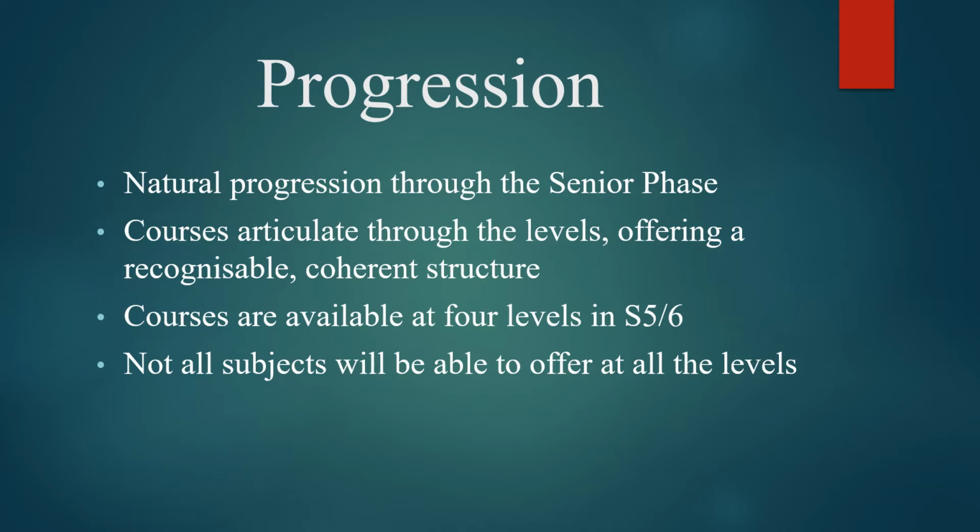If we look at the progression through the levels in the senior phase, there is what should be a natural progression, a sliding scale that takes you through the levels. When I say that the courses articulate through the levels, I mean that there should be a logical progression. It should be steps in a ladder, if you like. Courses will be available at up to 4 levels in S5 and 6. We'll look at them in the next slide.